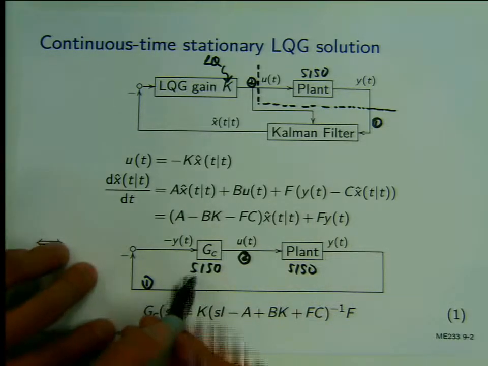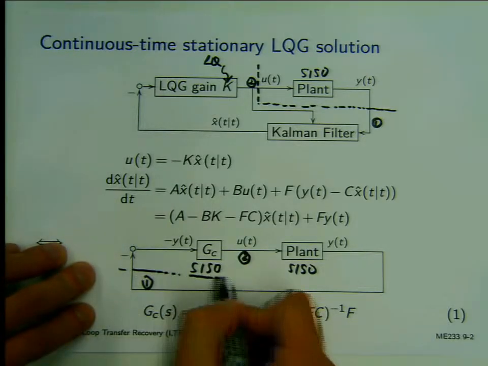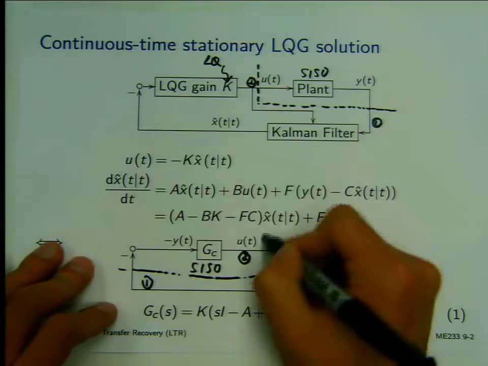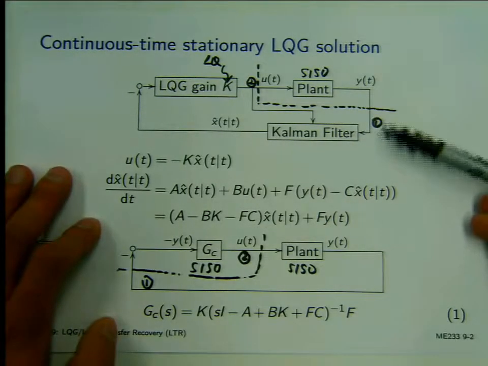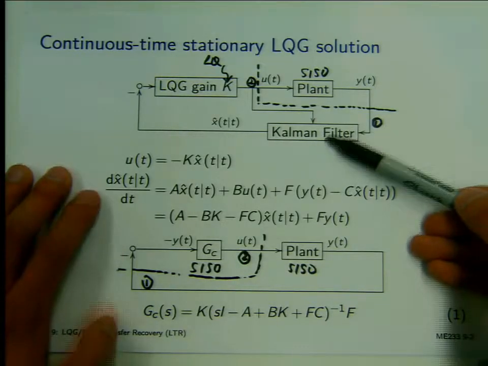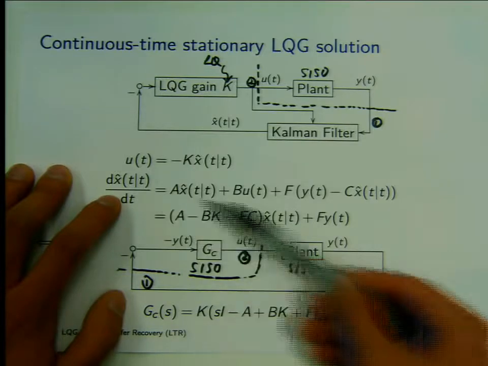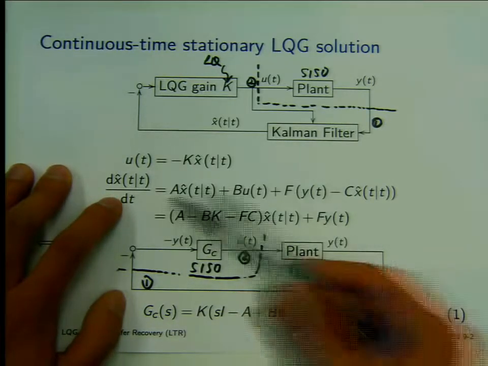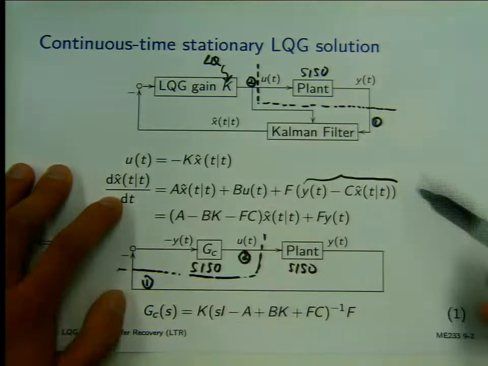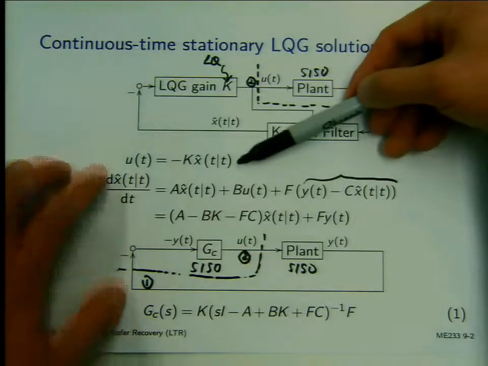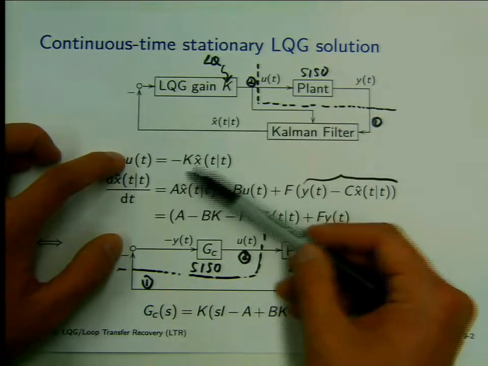Okay, look at this. There's got to be some way to obtain this equivalent transfer function. And it's very easy to do so. You just write down the equation for the Kalman filter, which is this. So this is the continuous time Kalman filter equation. You can recognize the structure here. This is the error, and this is the system dynamics. And the equation for the control law is going to be U equals negative K X hat.